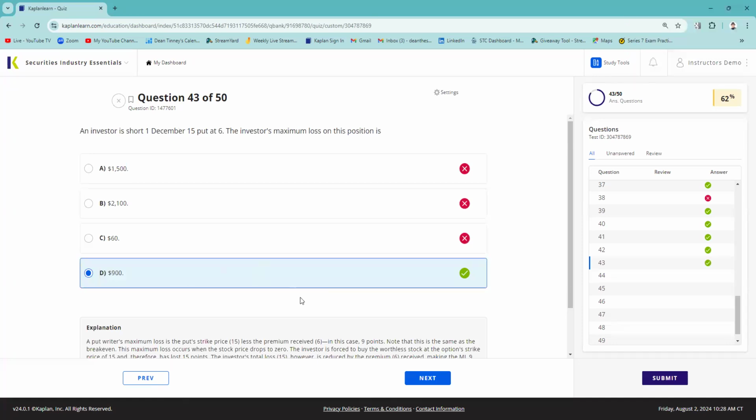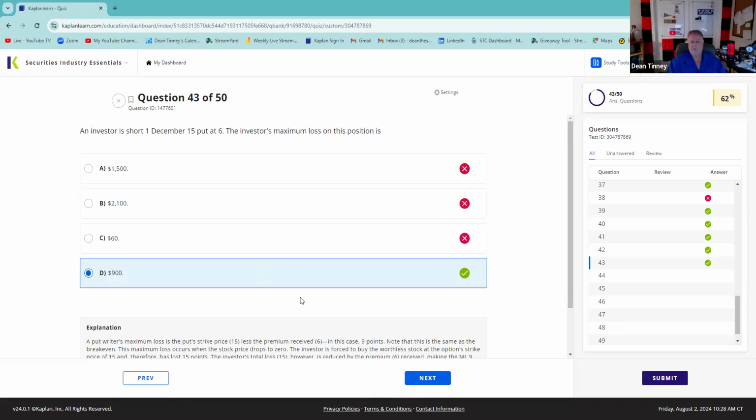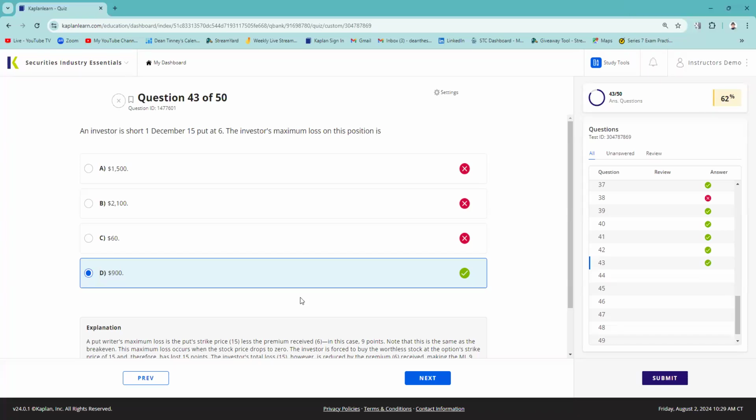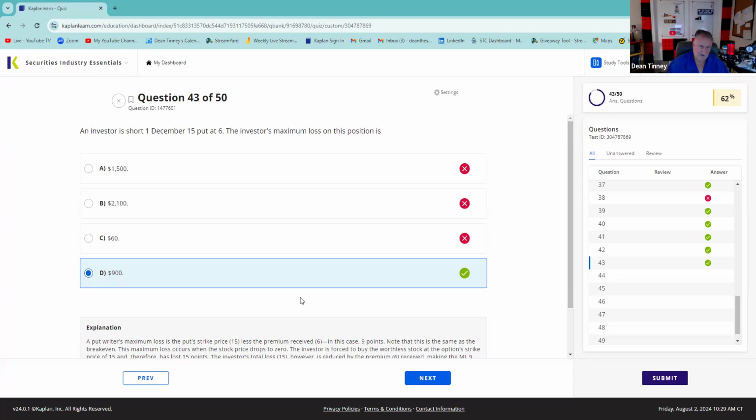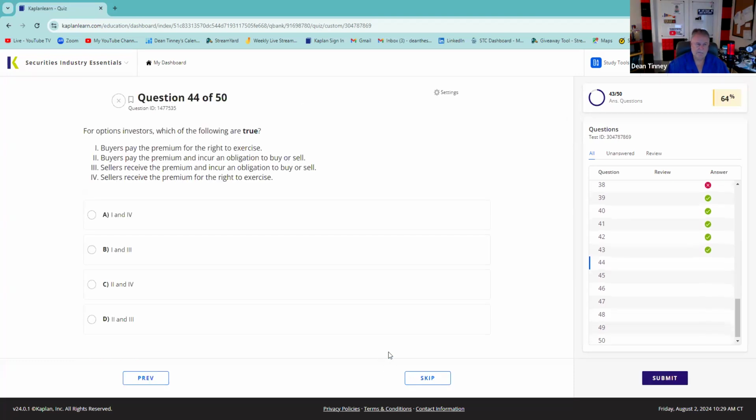By the way, the key point here is not so much that you can come up with that number, but that it's definable. It's not unlimited. If this said short December 15 call at 6, it would be unlimited. So short calls have unlimited risk, short puts do not. That's the bigger deal. Now, when you go on for your Series 7, you're going to have to come up with the number.